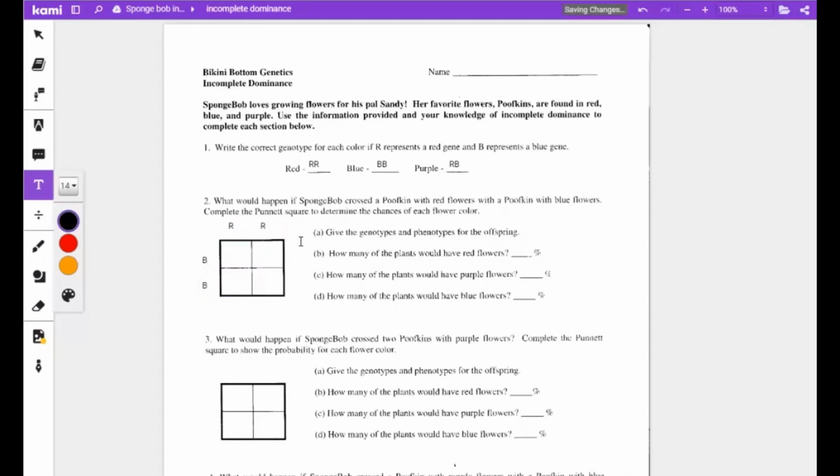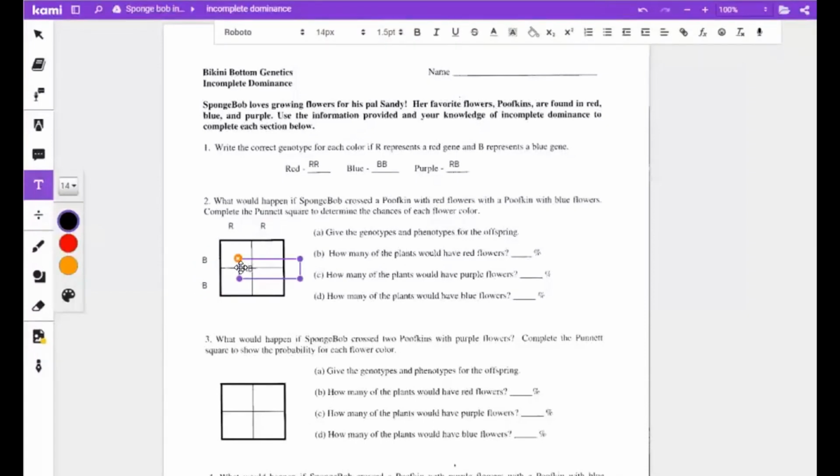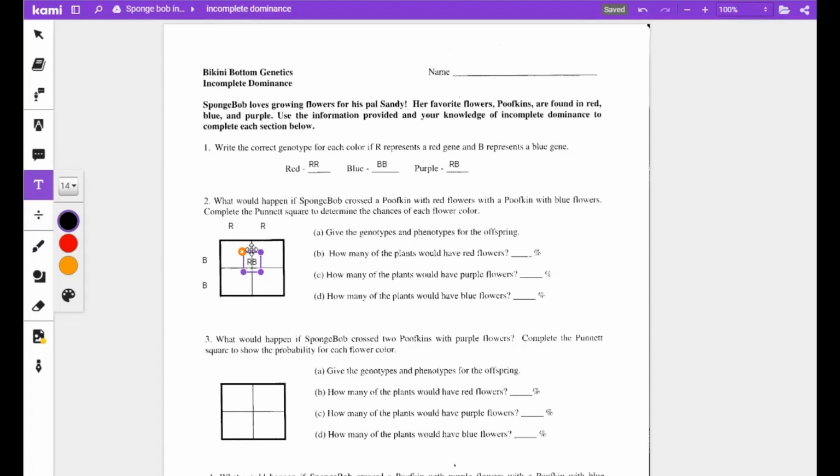So what do I need to do? I just write in the box, RB. Why did I do it that way? Does anybody know? RB, I'll put it right in the middle. The reason why I did it is, isn't every box going to be that? 100% of them are going to be that.